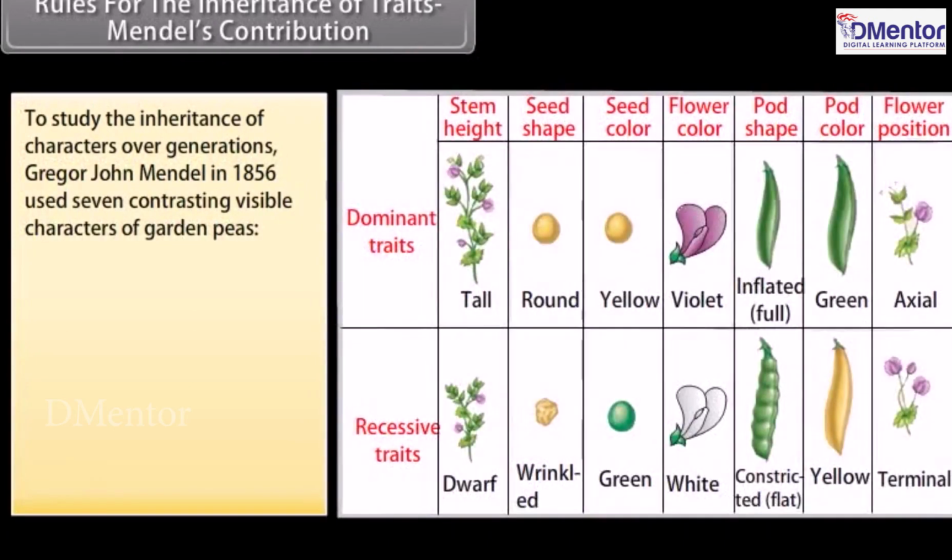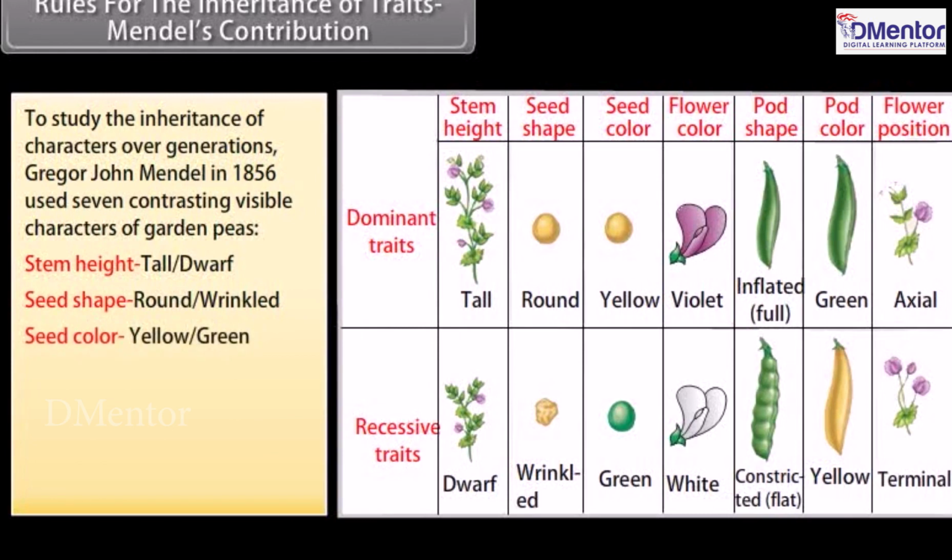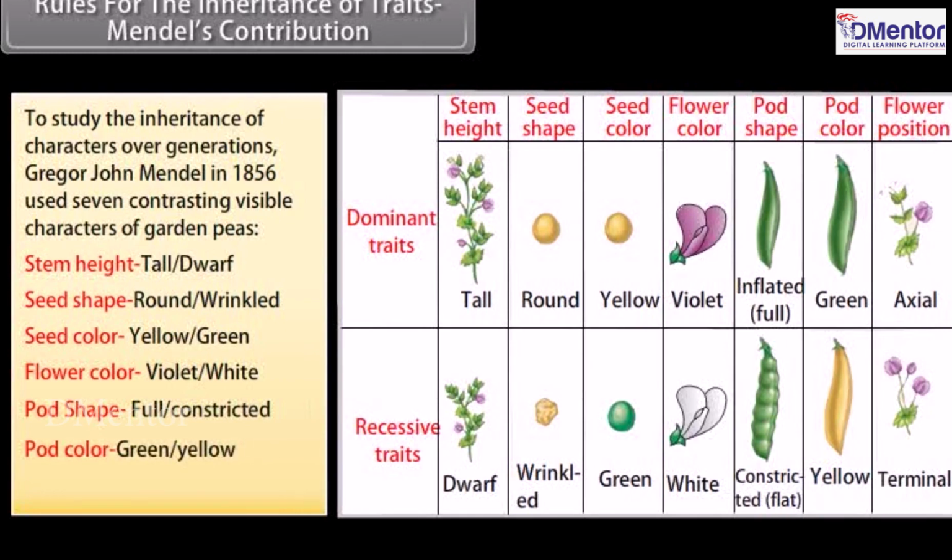To study the inheritance of characters over generations, Gregor John Mendel in 1856 used 7 contrasting visible characters of garden peas. Stem height, tall, dwarf plants, seed shape, round, wrinkled seeds. Seed color, yellow-green seeds. Flower color, violet-white flowers. Pod shape, full constricted pods. Pod color, green-yellow pods. Flower position, axial terminal flowers.